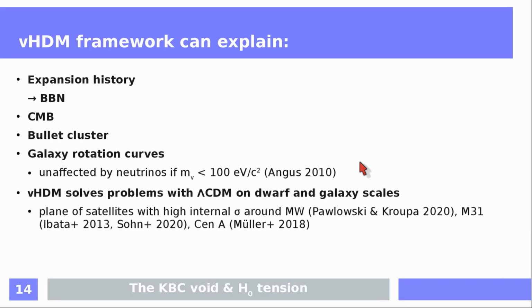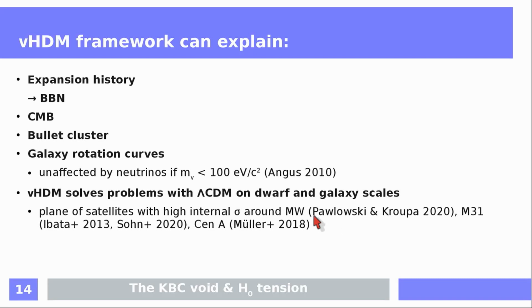So for example, one of the most serious is the plane of satellites around the Milky Way, which have high internal velocity dispersions. These are probably tidal dwarf galaxies, to explain why they lie in a thin plane. But if they were actually tidal dwarfs, they shouldn't have any dark matter. So the high internal velocity dispersion is suggestive of an enhancement to gravity, because it can't really be explained by dark matter.